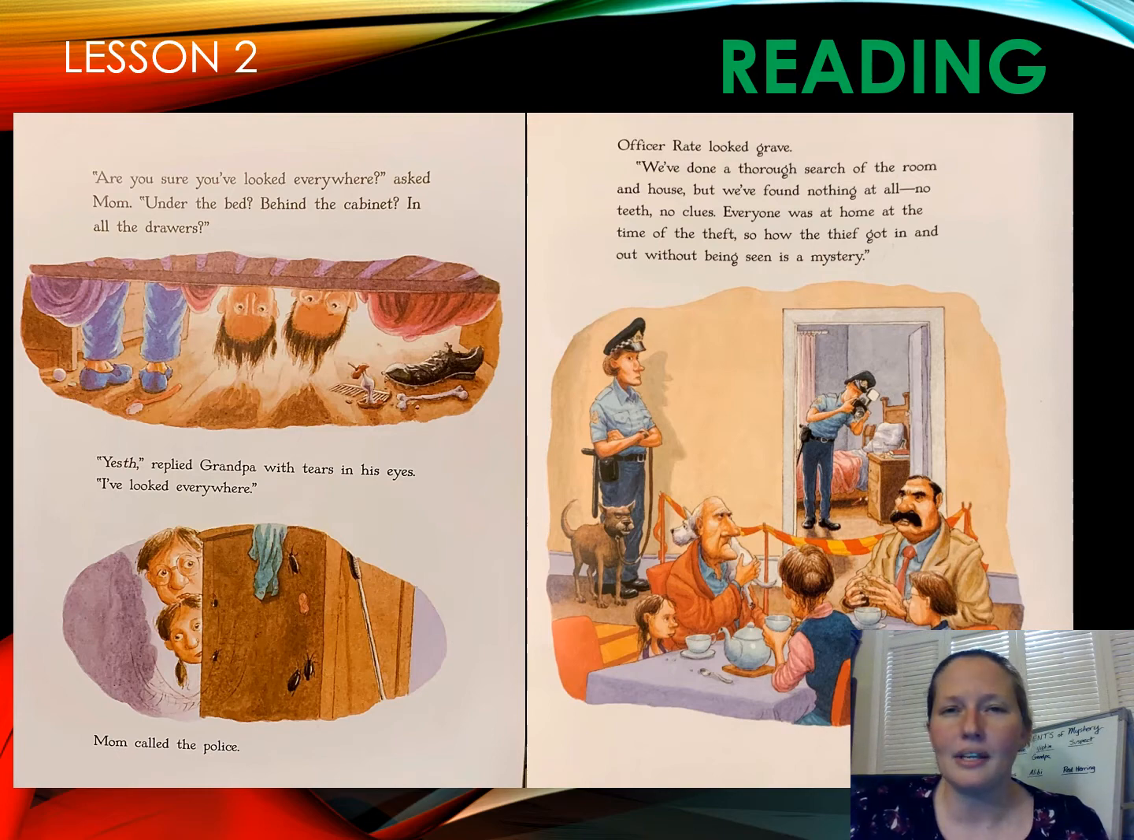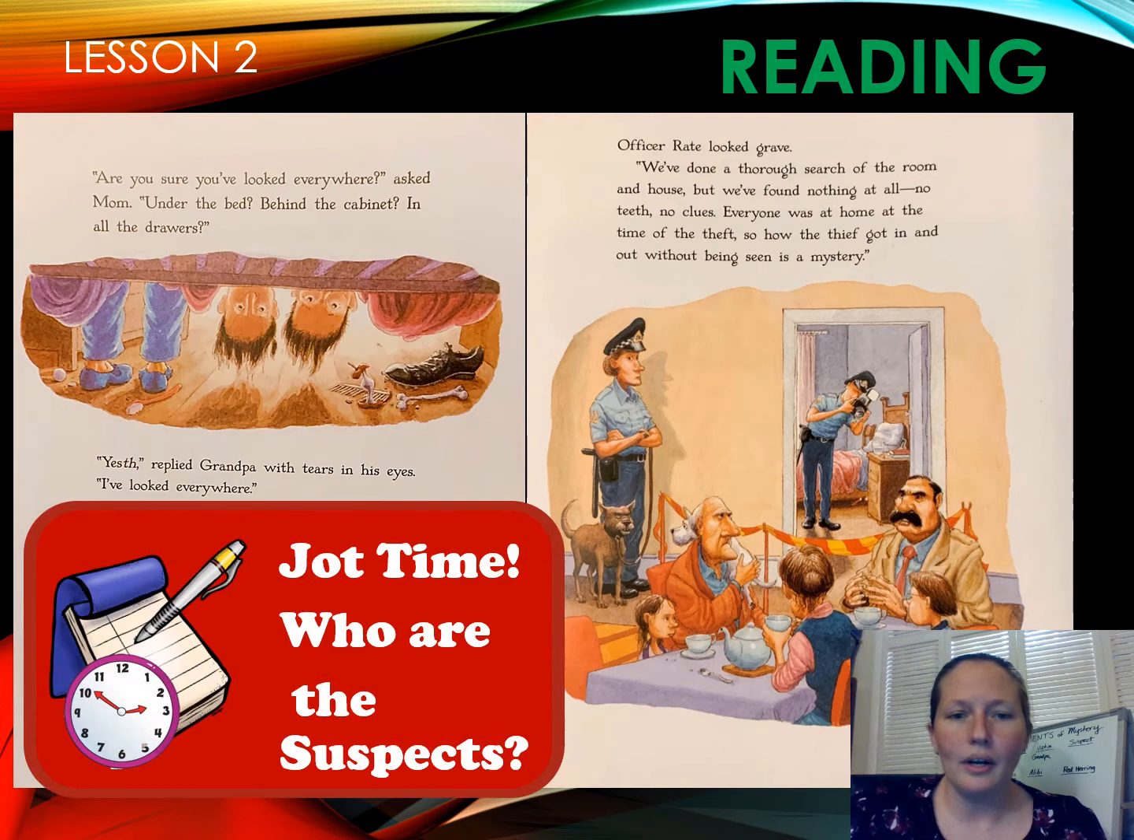Okay, so a couple things to talk about on this page. One, jot time. Who are the suspects? Well, kind of everybody, okay? Because everybody was there. Nobody saw anything. Grandpa has no description of the person or thing. So who did it?